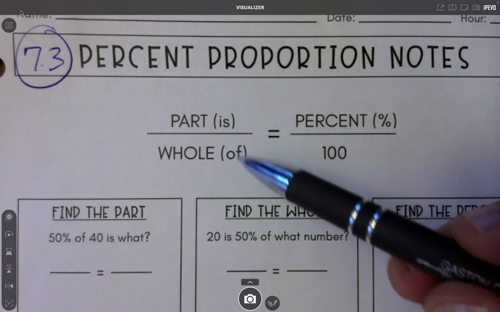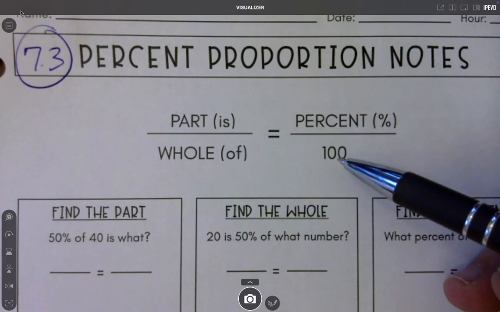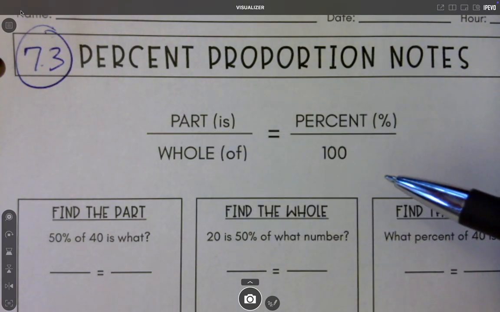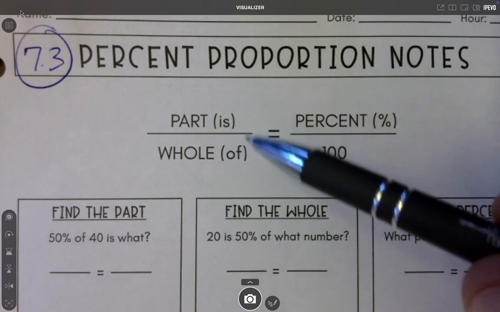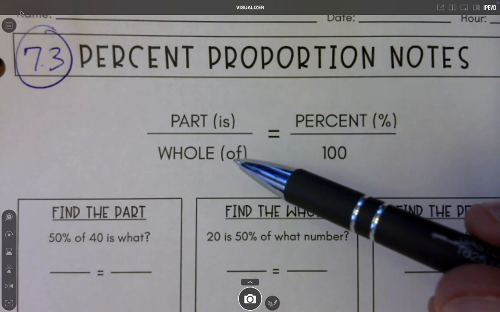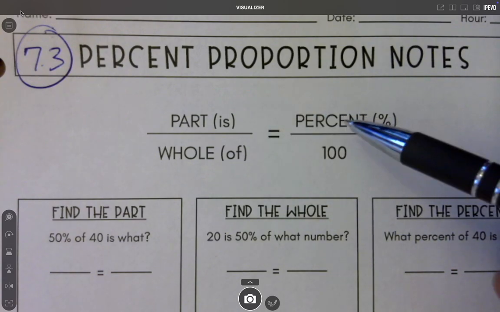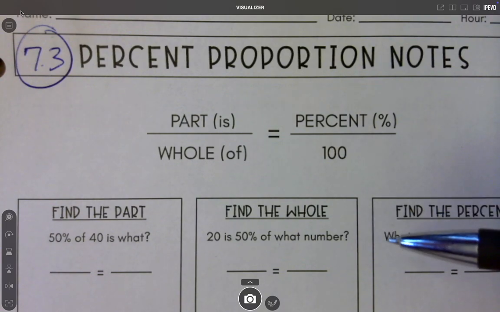Is over of equals percent over 100. So if you remember part over whole equals percent over 100, that's of course fine. But as you'll see when we go through these, whatever number is with is, that goes on top. Whatever number is with of goes on the bottom. And on the other side, the percent goes on top, and 100 goes on the bottom.